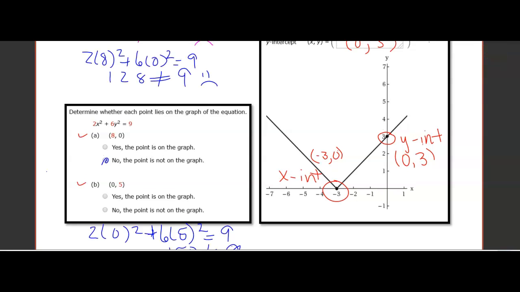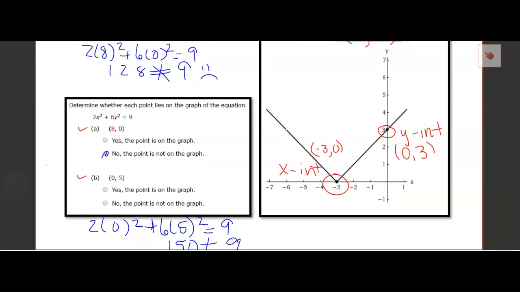So what did you get for the first ordered pair, 8, 0? I got that it was not a point on the graph because when I plugged in an 8 for x and a 0 for y, I came up with 128 equal to 9. And since those two are not equal, it's not a point on the graph.